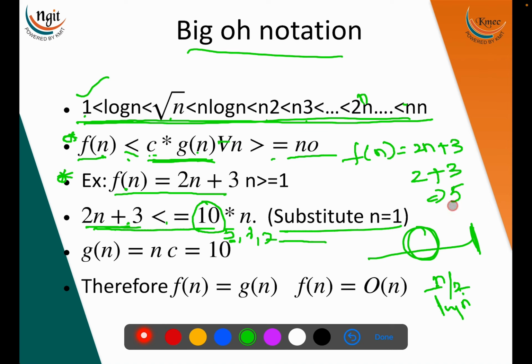Now keep in mind, 2n + 3 less than or equal to 5 into n. Substitute n equal to 1. Now 2 into 1 plus 3 is 5. 5 into n is 5. 5 equals 5. Finally, it makes f(n) equal to big O of n. Why did I write big O? It is the maximum time. It is the upper bound of the algorithm. So, big O notation always takes the upper bound of the algorithm.